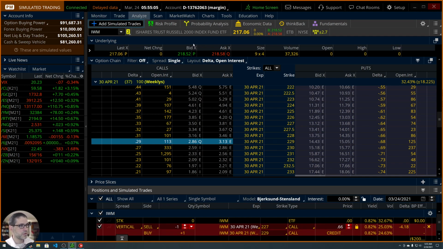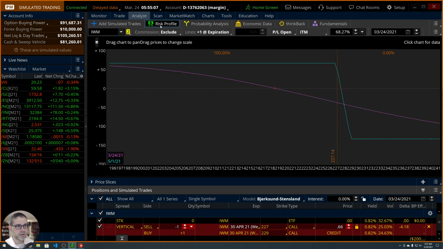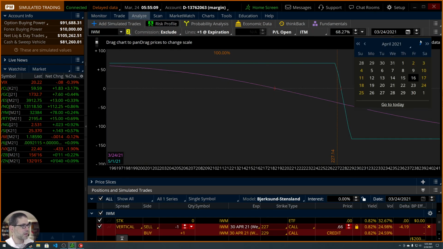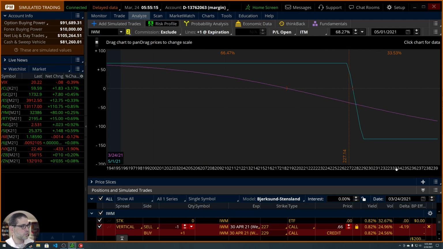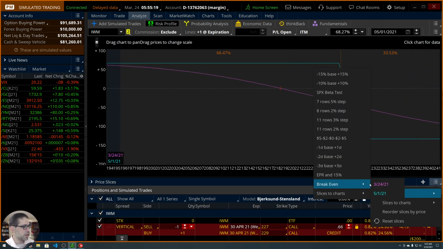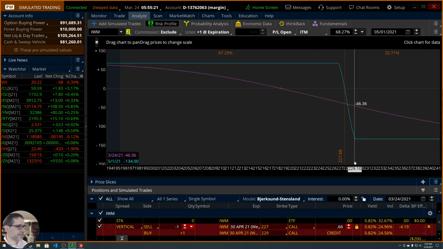All right, so let's go to the risk profile and check out our probabilities. Let's set the date to the date of expiration that we see in turquoise here, May 1st. I want to get my expected move here and set my price slice to break even at expiration. So we're looking at a 67% probability of profit on this one.